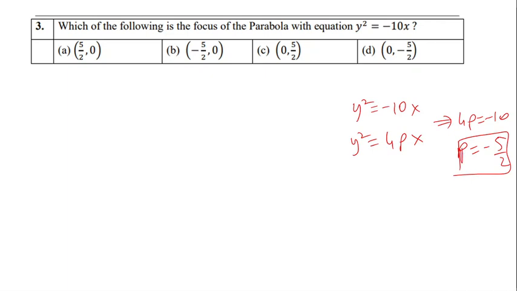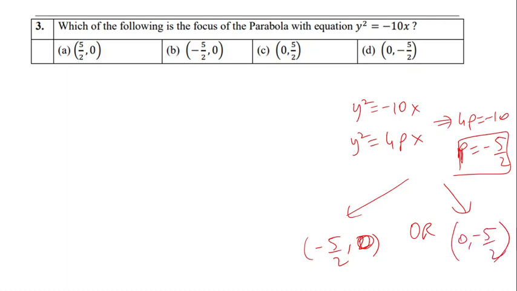After the simplification, we'll have negative 5 over 2, and now the focus can be here, like minus 5 over 2, 0, or 0, minus 5 over 2. Okay, which one?